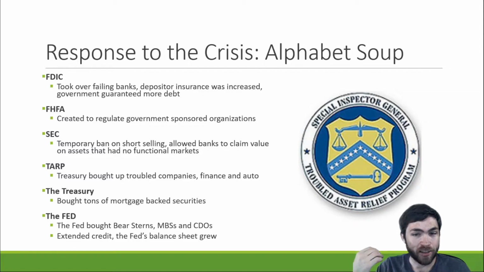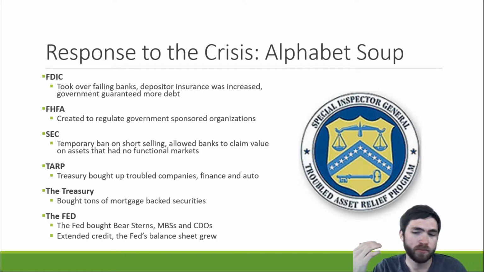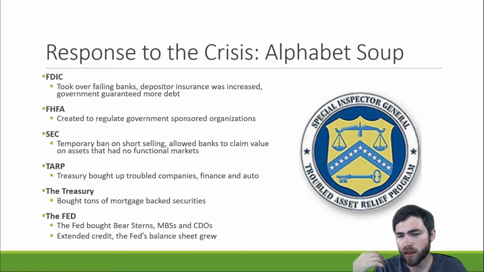The Troubled Asset Recovery Program had the U.S. Treasury just buying up troubled companies, finance and auto companies, bailouts essentially. The Treasury also just bought a bunch of mortgage-backed securities. Meanwhile, the Fed was also buying up. It owned Bear Stearns for a while. It bought up tons of mortgage-backed securities and CDOs.